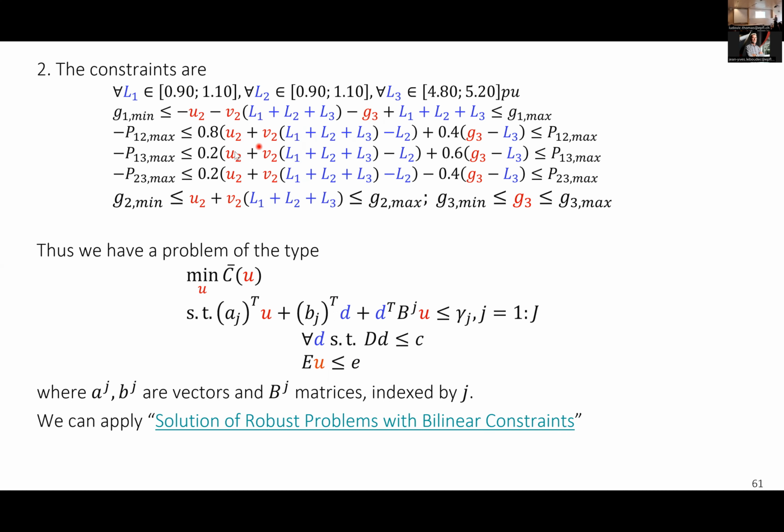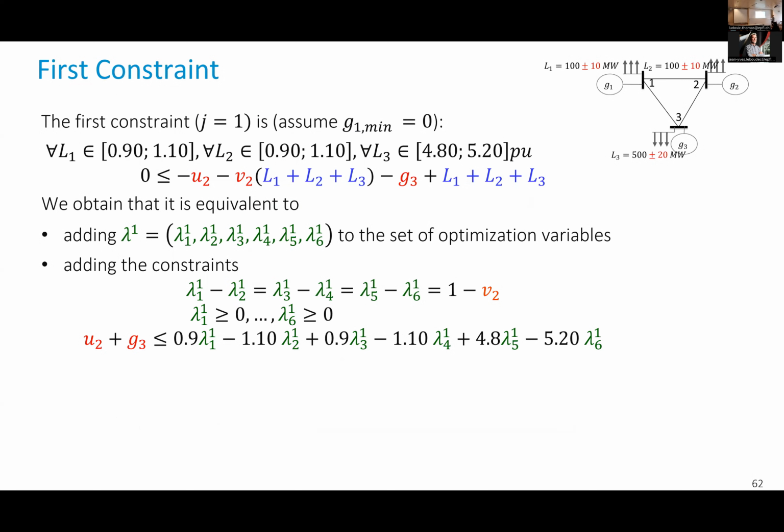The bad news is that it's a bit clumsy. It requires some identification of the model that is here through the inequalities that are here. So let's look at it step by step. The first constraint is given here. The first constraint is that the slack bus power must be non-negative. So that is this constraint. And this is the bilinear part here. So I need to add one optimization, one Lagrange multiplier.